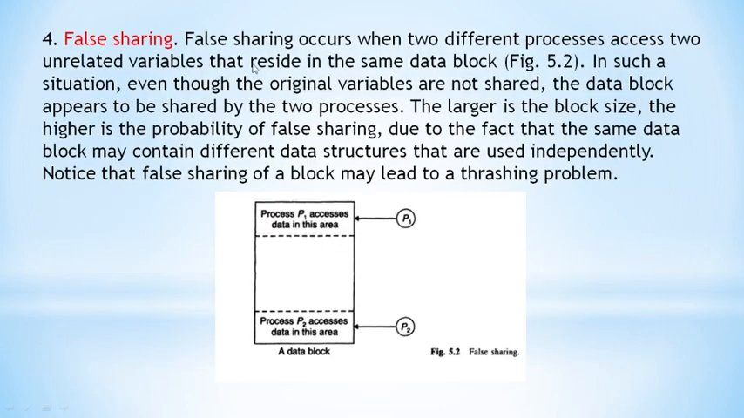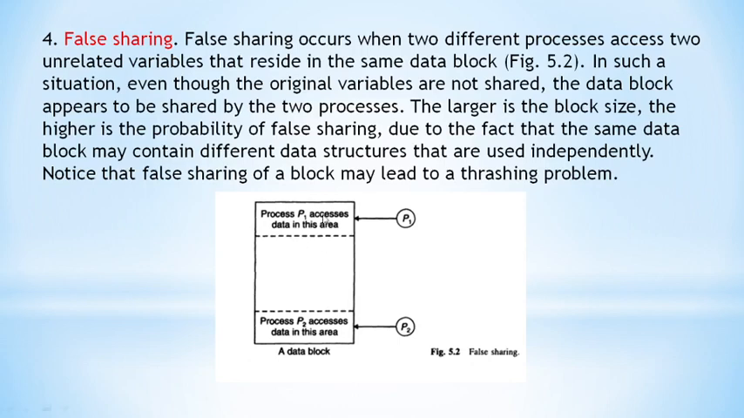And the fourth one is false sharing. It occurs when two processes access two unrelated variables. Actually, those are not related variables for that particular process. Even though the original variables are not shared, the data block appears to be shared by the two processes. The larger the block size, the higher the probability of false sharing, since the same data block may contain different data structures which are used independently. So the problem again leads to the thrashing problem.